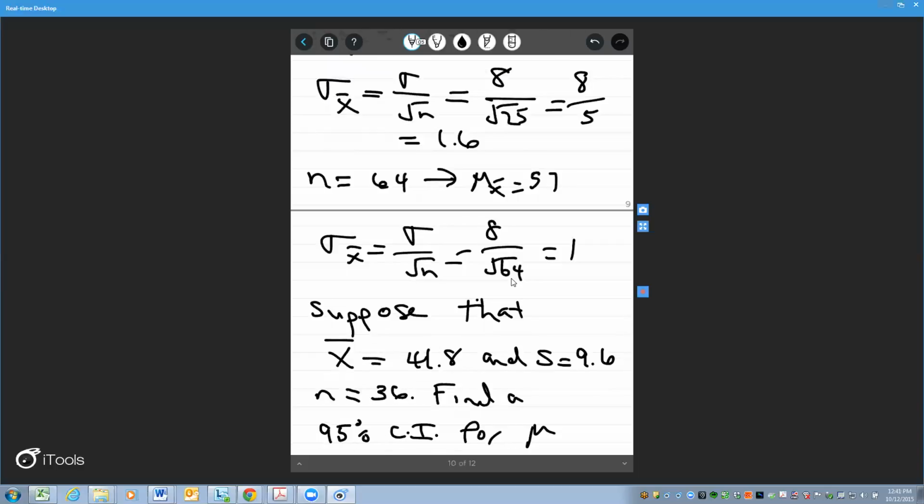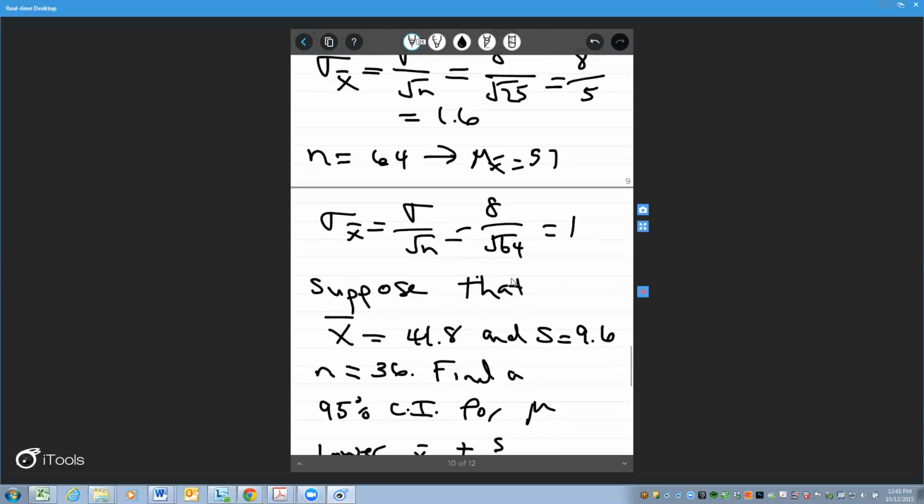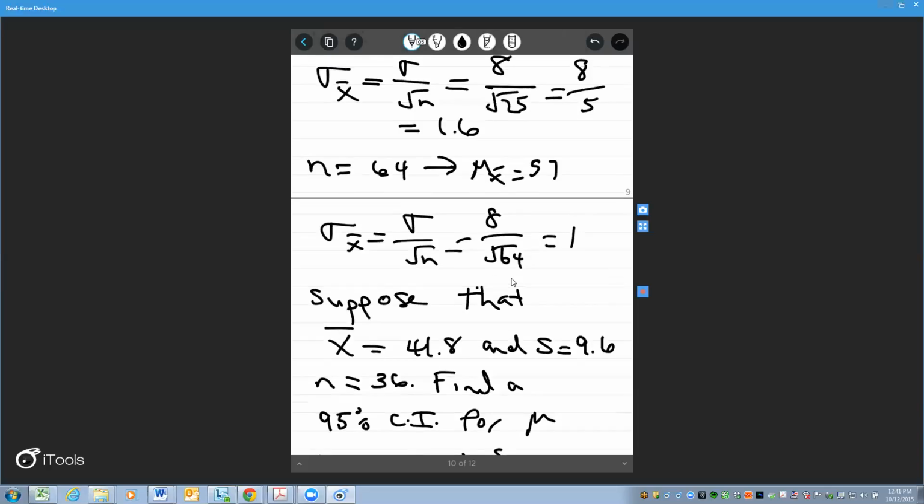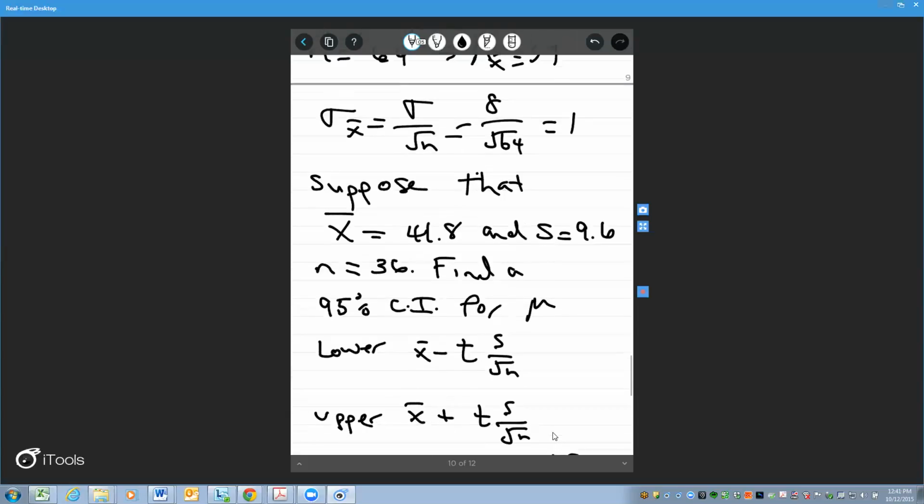So now let's look at an example where we want to come up with a 95% confidence interval. So let's suppose that we had the following information. The sample average was 41.8, the sample standard deviation was 9.6, and n is 36. And we want to find a 95% confidence interval for the population mean mu. Well, remember the formula that we have. The interval has a lower bound and an upper bound. It's given by x bar minus t times s over the square root of n. The upper bound is x bar plus t times s over the square root of n.